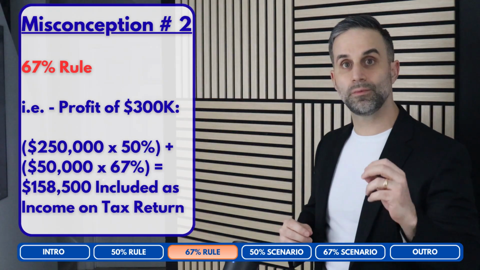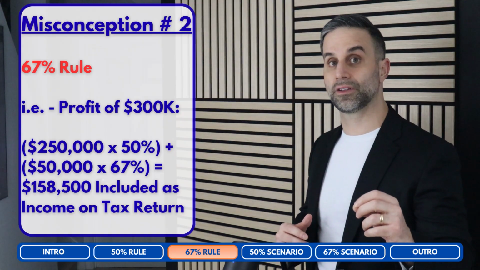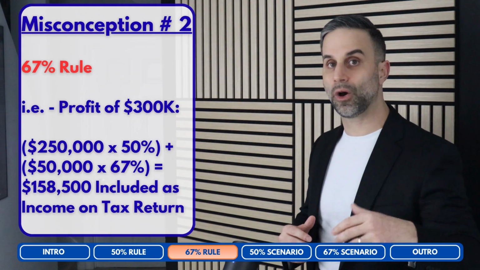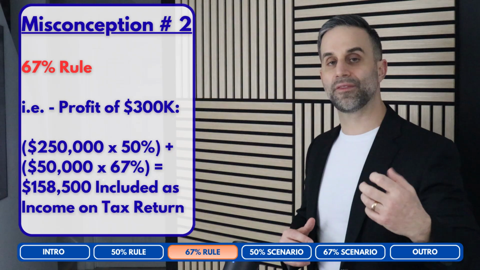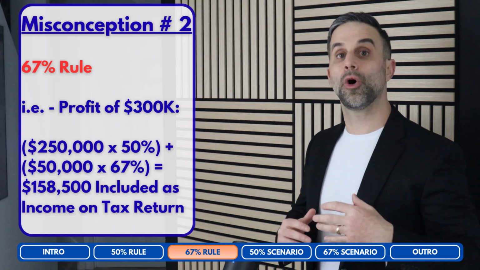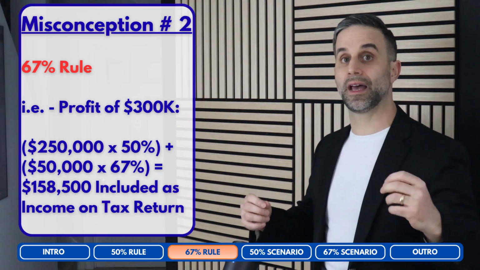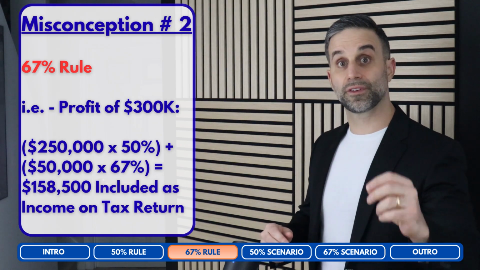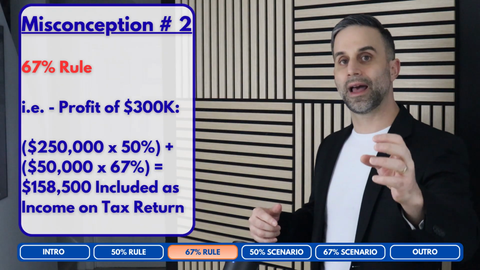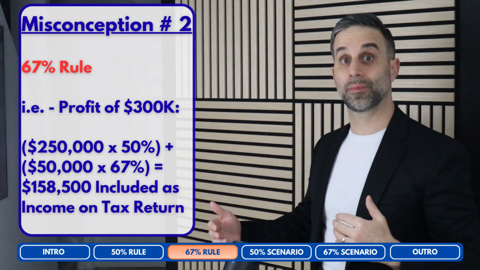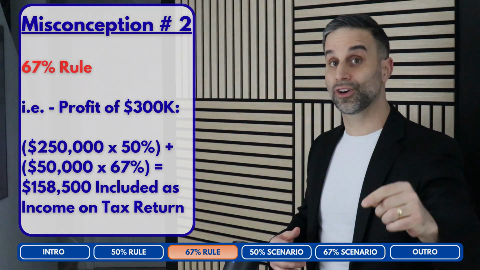So for example, if you made a profit of $300,000 in a given year, the first $250,000 would have an inclusion rate of 50%, or $125,000. And then the remaining $50,000 would have an inclusion rate of 67%, or $33,000, for a grand total of roughly $158,000. Now, again, just like with the first example, I will show you in detail how to calculate the actual tax that you will have to pay on this $300,000 capital gain in just a moment. But before I do that, there's one thing that I'd like to talk to you about first.